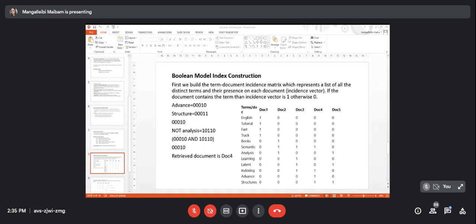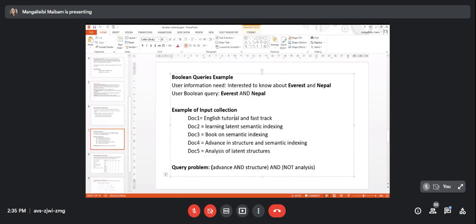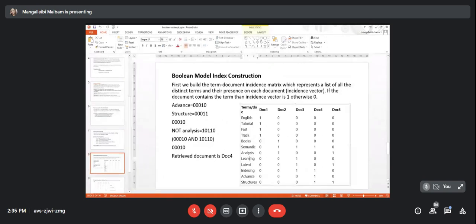Like this, you have to find for all the terms. You have to find for tutorial, for and, for fast, for track. Similarly, you have to find for learning. Is learning there in D1? No.